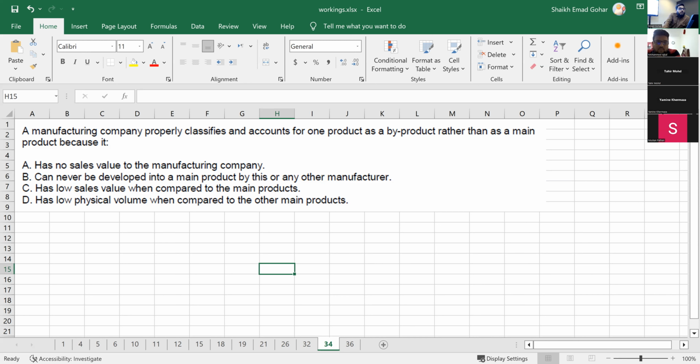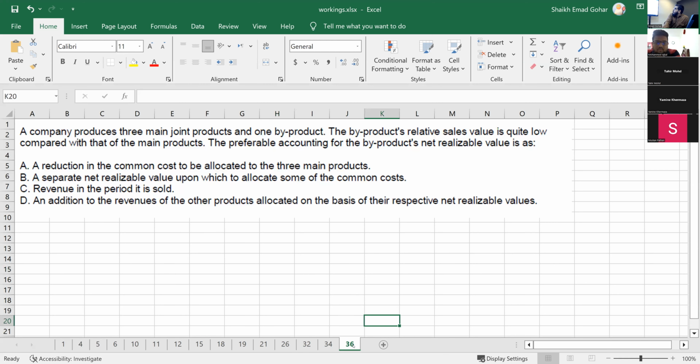So my friends, what is the next question? Do this, please. Now they are saying, what is the preferable method for accounting for a byproduct if you sell it?